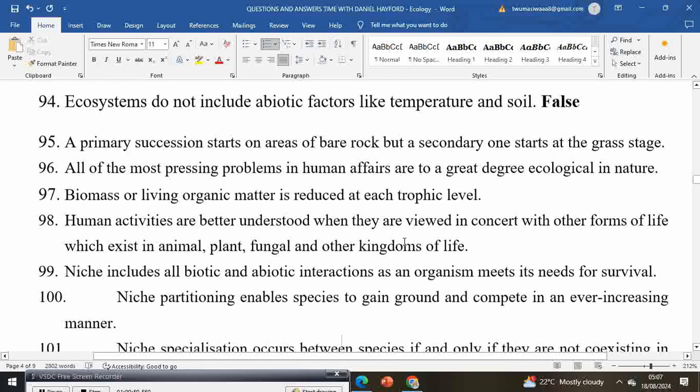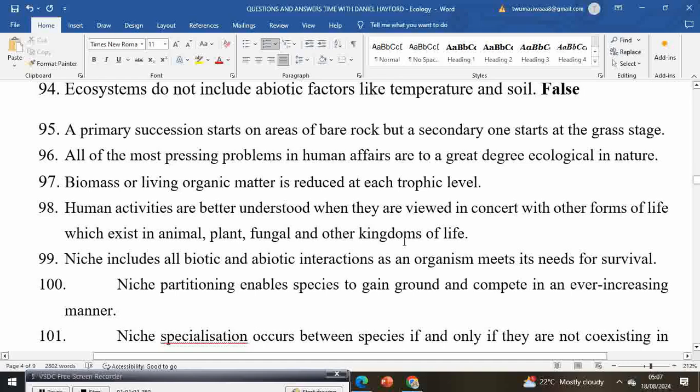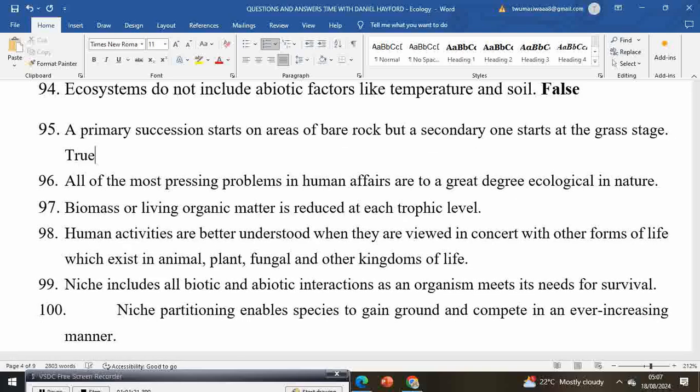Question number 95. A primary succession starts on areas of bare rock, but a secondary one starts at the grass stage. This statement is ecologically true. Ecologically speaking, this statement is true.